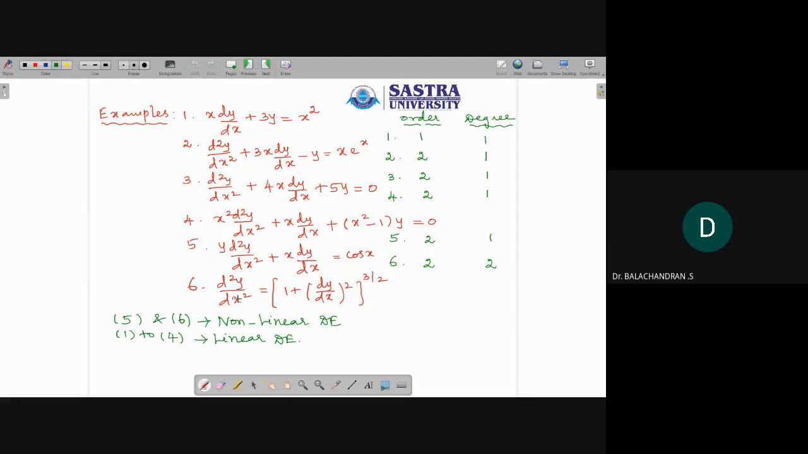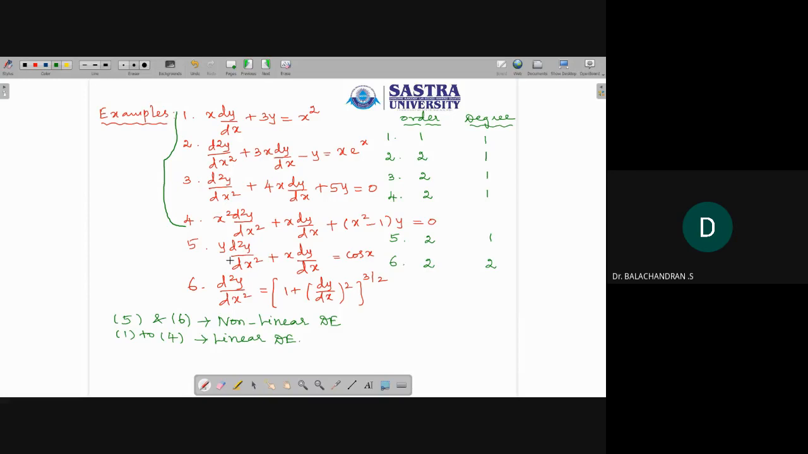For the sixth equation, order is 2, but here we have 3 by 2, taking square on both sides, because we need to remove this fraction. Okay, so taking square on both sides, we'll get cube here, but here we have square, but this is the highest derivative, so that's why the 2 is the order. Okay, this 2 is order, and d square y by dx square whole square, so that 2 is the degree. Okay, equations 1 to 4 are linear differential equations. Equations 5 and 6 are non-linear differential equations.